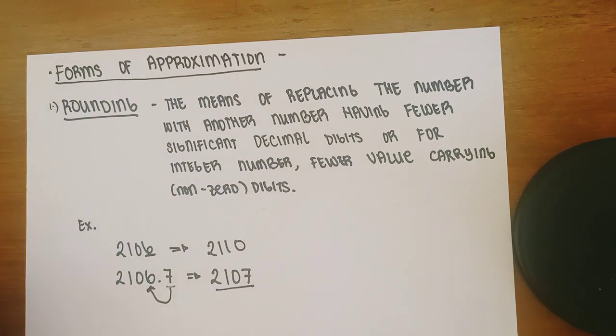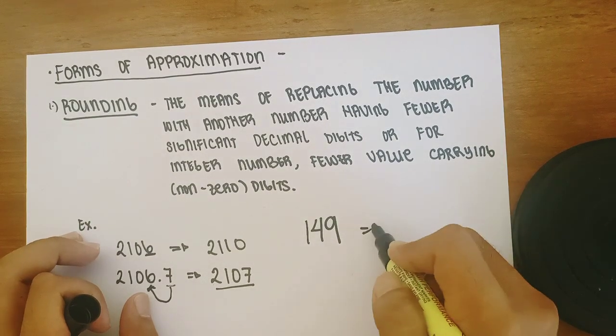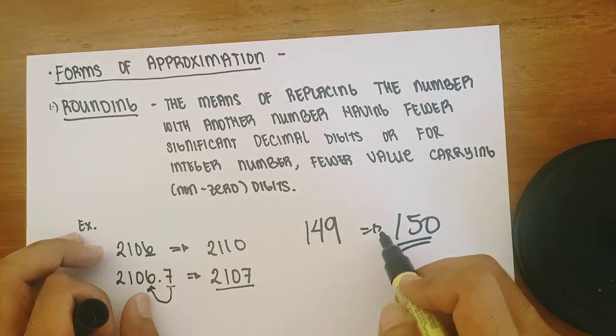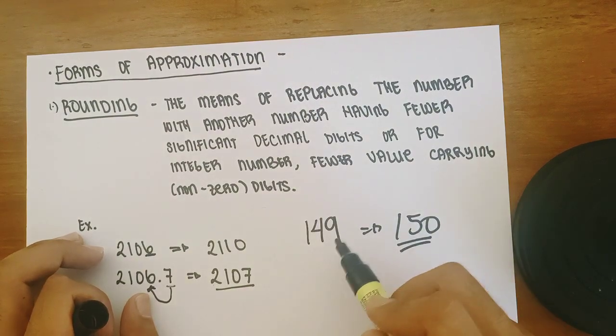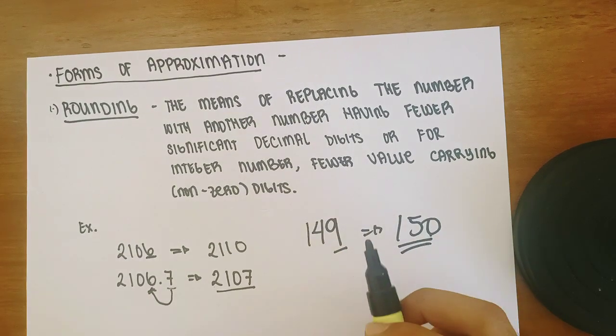Diba normally, pag may in-order tayo, for example, may in-order tayo sa Shopee. At sa Shopee, 149 pesos yan. Pag tinanong tayo, magkano yung sa Shopee? 149. Diba? Normally, i-round off natin siya. So, instead na sabihin natin 149, diba sinasabi natin 150 pesos yun? Kasi malapit siya. Mas malapit naman yung 49 sa 50. Parang ganun lang siya.